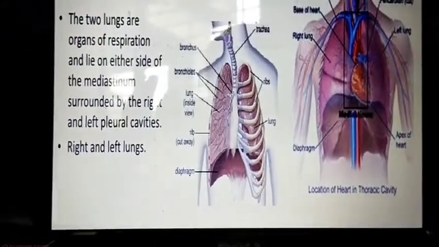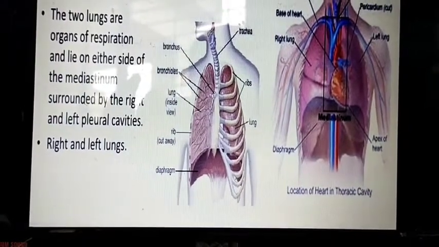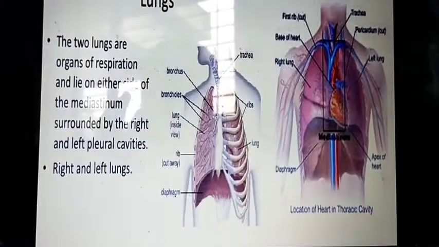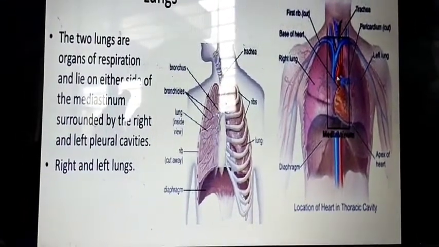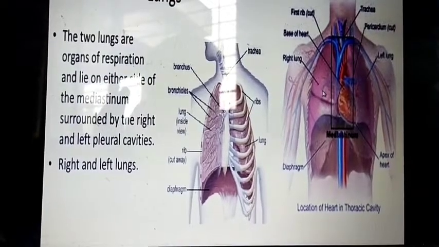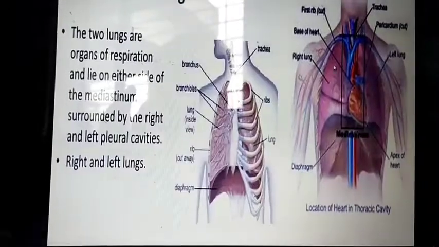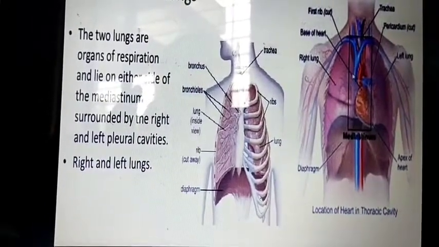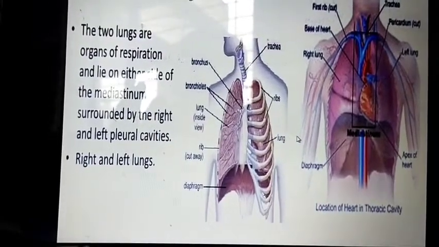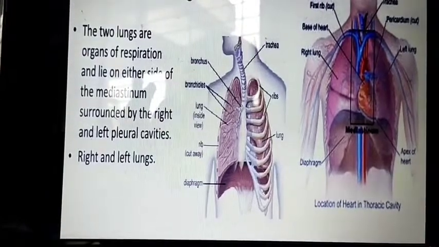Okay, the mediastinum is surrounded by the right and left pleural cavities, and it has the right and left lungs on either side. This is the left lung, this is the right lung. In between the two lungs there is a gap, and that gap is the mediastinum. It is present just below the sternum.